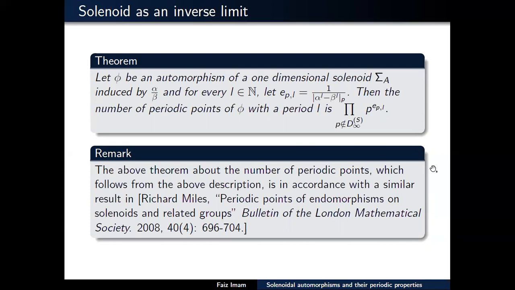The above theorem about the number of periodic points is in accordance with a similar result proved by Richard Miles in 2008. He had done work on endomorphisms on solenoids and related groups. He had also obtained this count for the number of periodic points, but he had done it for endomorphisms, and using a different method.